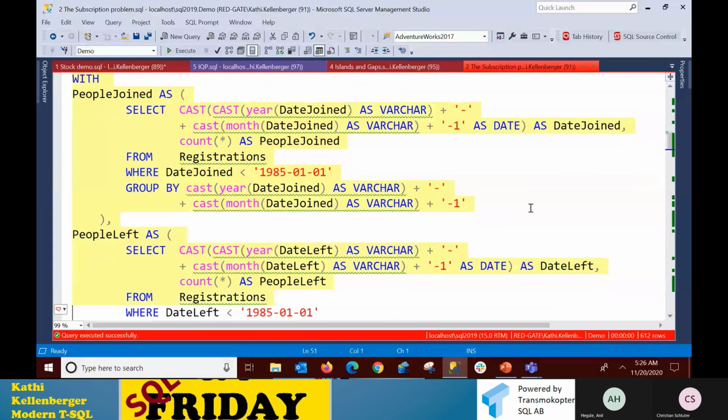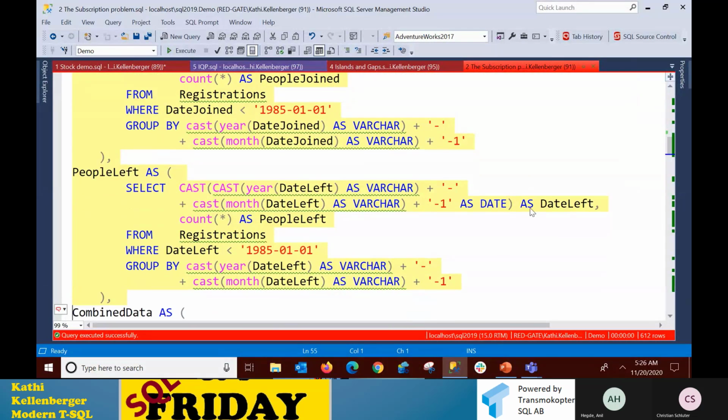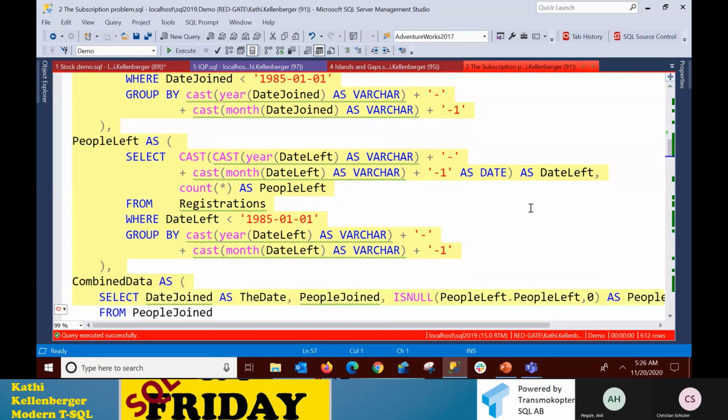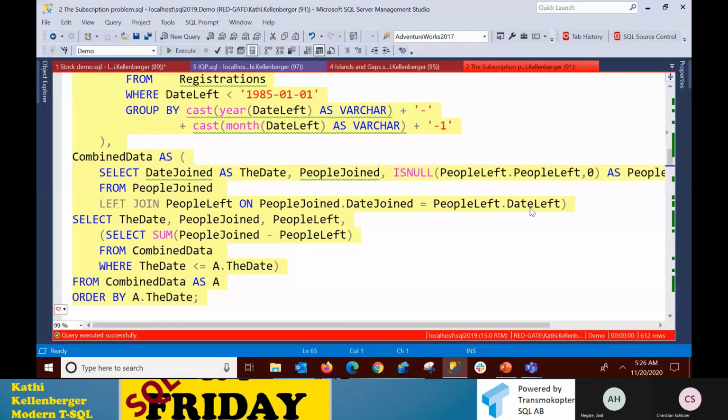Take the people joined and the people left. The reason I'm not using the whole data set is because this will take forever to run, and I might be able to get it to run where it makes sense. Let me collect the whole thing and run it while I'm talking.